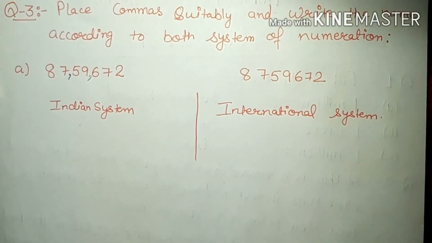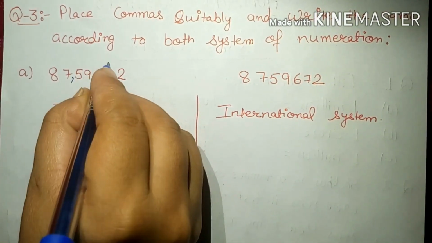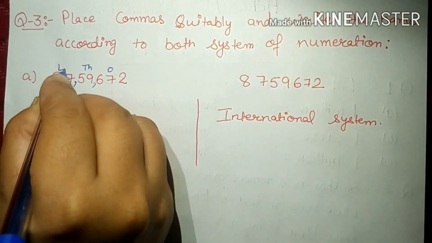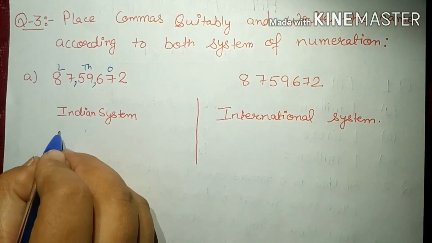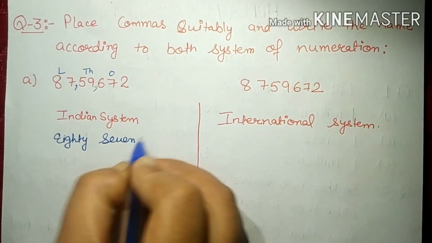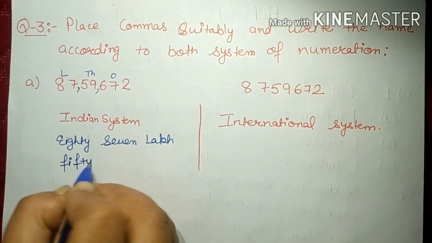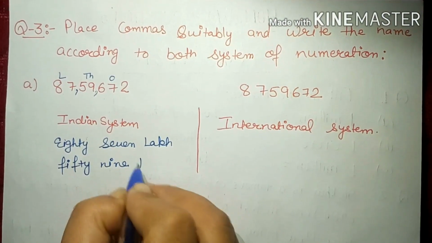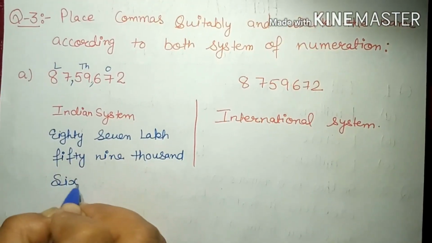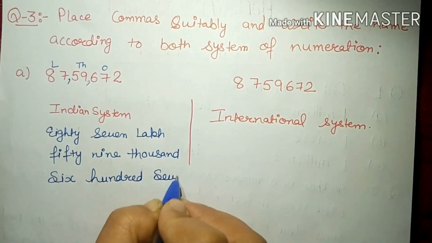Now we'll start naming the number. The 672 is in ones place, 59 is in thousand place, and 87 is in lakh place. So the name would be 87 lakh 59,672.